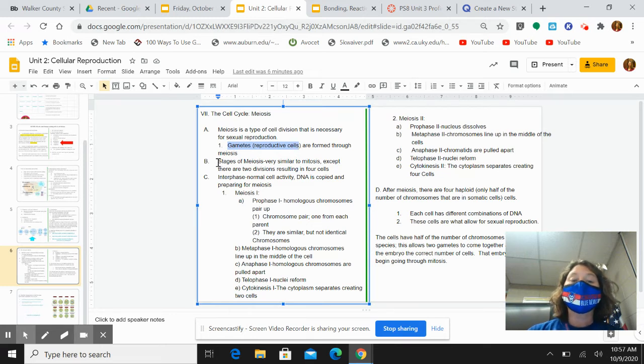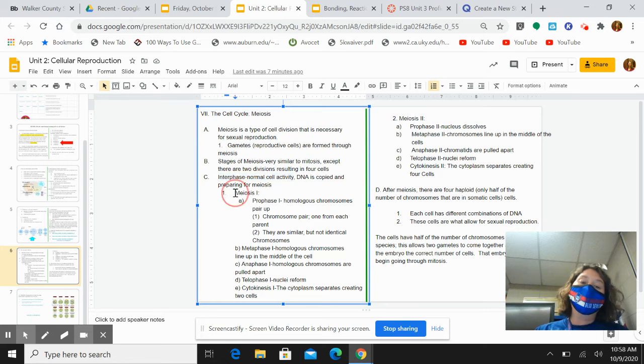Letter B, stages of meiosis are very similar to mitosis, except there are 2 divisions resulting in 4 cells. Highlight, there are 2 divisions resulting in 4 cells. Now, letter C, interphase. Highlight interphase, normal cell activity. Interphase is the same in mitosis and meiosis. Same process. The cells are hanging out doing cell things.